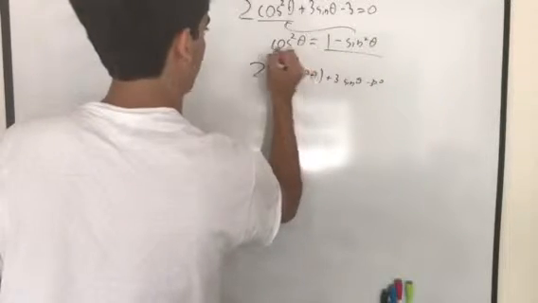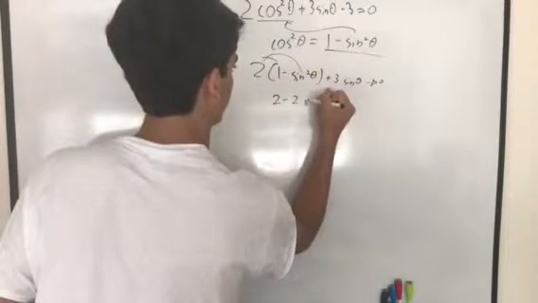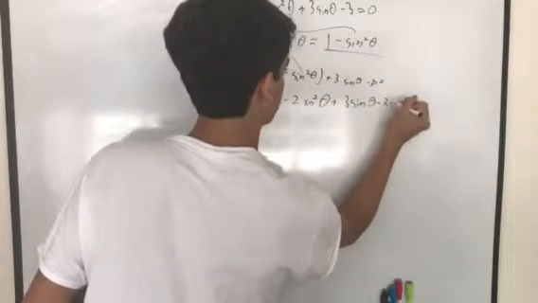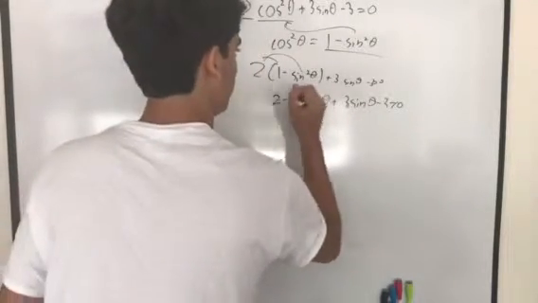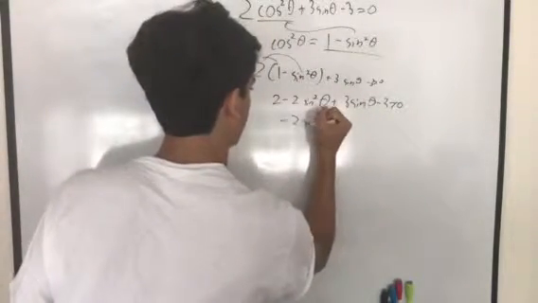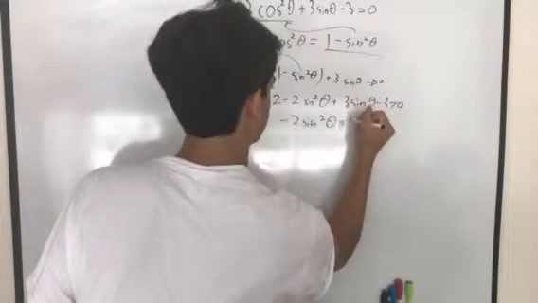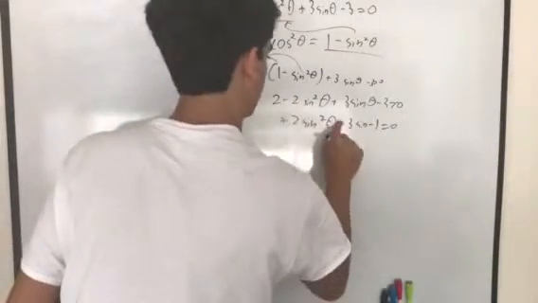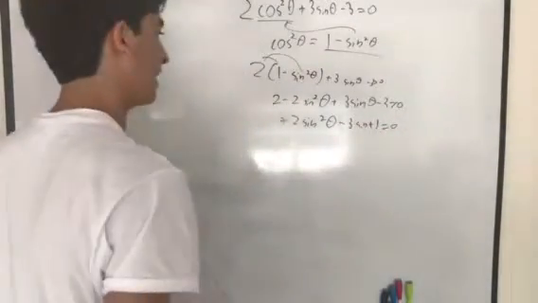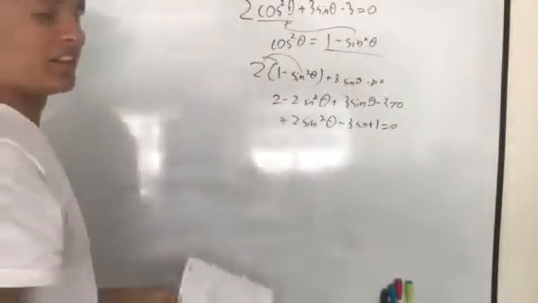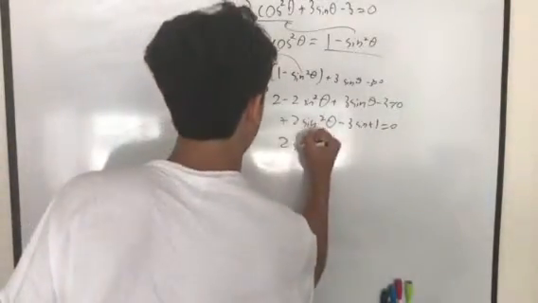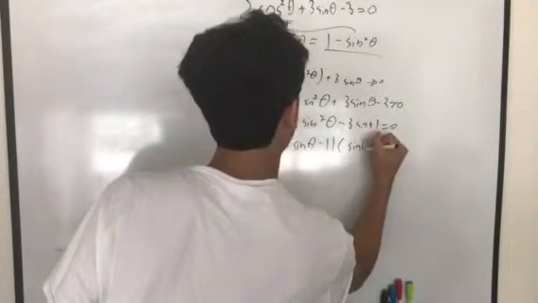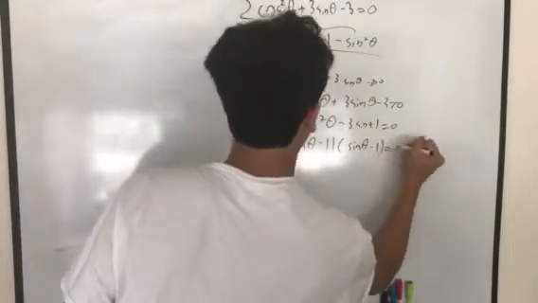You then multiply by 2: 2 minus 2 sine squared theta plus 3 sine theta minus 3 equals 0. Add the 2 and the negative 3: negative 2 sine squared theta plus 3 sine theta minus 1 equals 0. I'm just going to make that statement positive because it's sometimes a little bit easier that way. And from here, you can just work it like a basic quadratic, where you do 2 sine theta minus 1 times sine theta minus 1 equals 0.